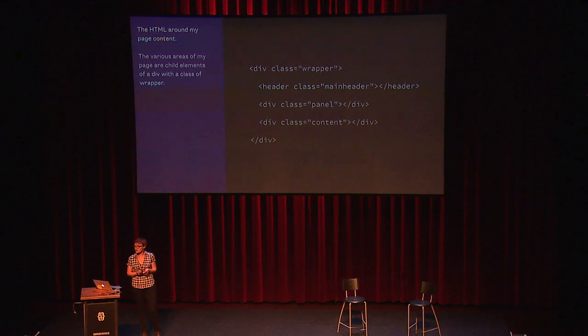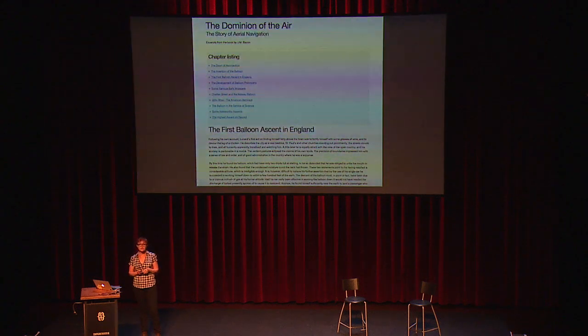So I've got some HTML. I've got a parent with a class of wrapper. It's got some child elements. I've got a header and a couple of divs there. So with just some CSS for the typography and so on, actually from the Skeleton framework, it looks a bit like this. And that might be what you use for mobile anyway.